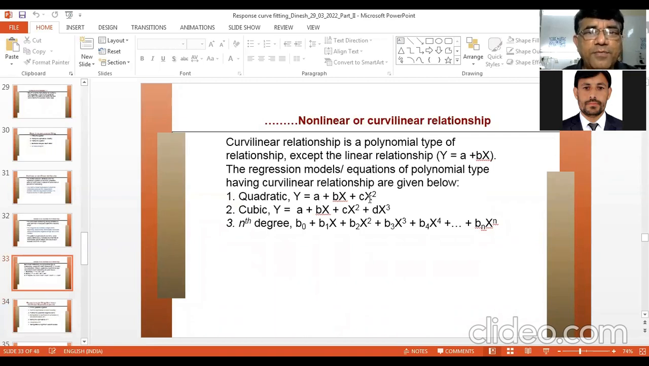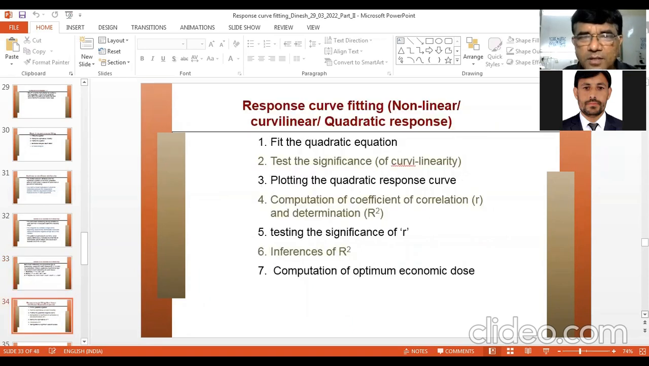Quadratic equation is a kind of non-linear or curvilinear relationship. So even in non-linear, you can see linearity is hidden. Curvilinear means part of the line or equation is linear there. So here you need to fit the quadratic equation, means you need to work out the value of a, b, and c. Here you got two regression coefficients, one is b, other is c. Test the significance whether the equation is linear or not, and then whether it is curvilinear or quadratic or not.